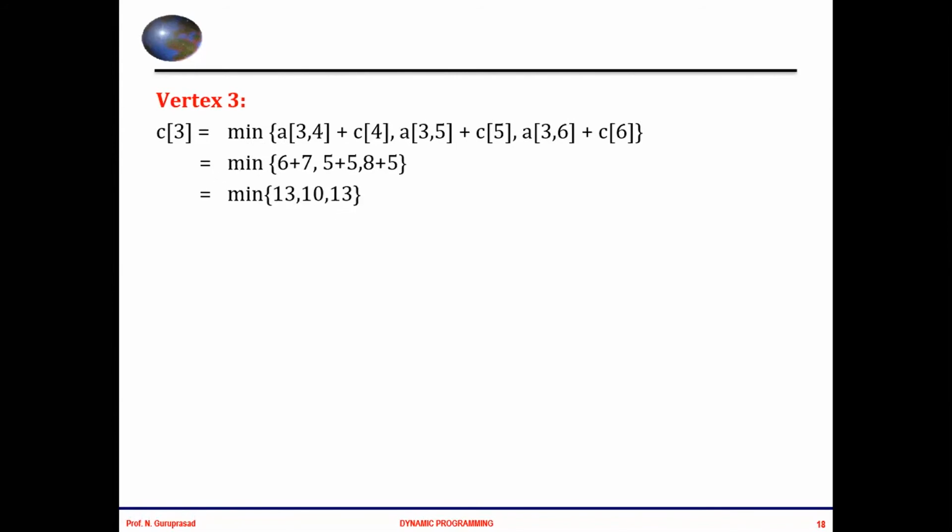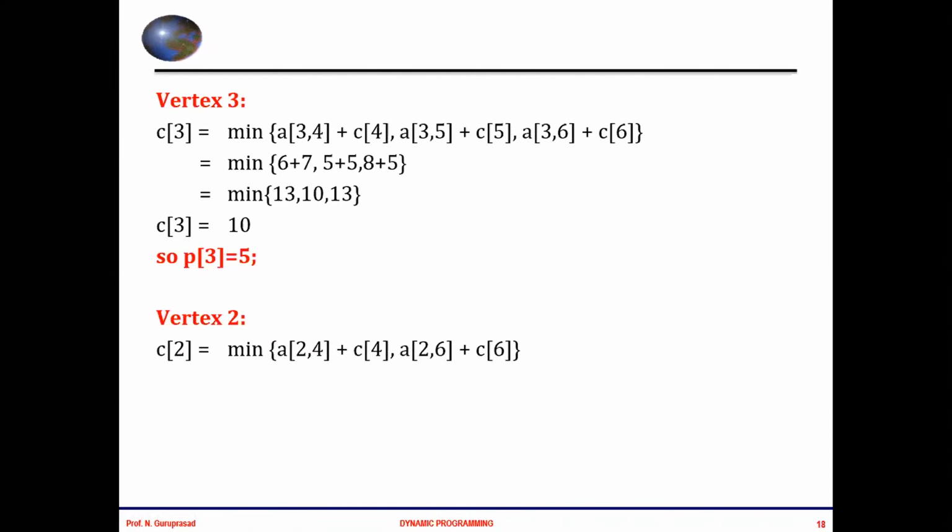So this is the value of C of 3 and this is the value of P of 3. Okay. C of 3 is 10 and P of 3 is 5. Similarly, calculate for vertex 2 now. So C of 2 is calculated with this formula because you have 2 edges emerging out of vertex 2. One is going to vertex 4 and another one is going to vertex 6. So C of 2, you will get it as 8 and P of 2, you will get it as 6.